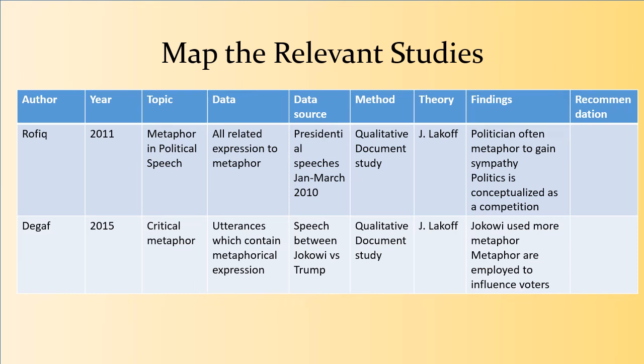Besides the author, you could also provide information on the year. Of course, it's important to provide the topic because you are going to map only relevant studies. It could be relevant in terms of the topic, in terms of the method, in terms of data, theory, or maybe in terms of approaches that you are about to investigate and to carry out.